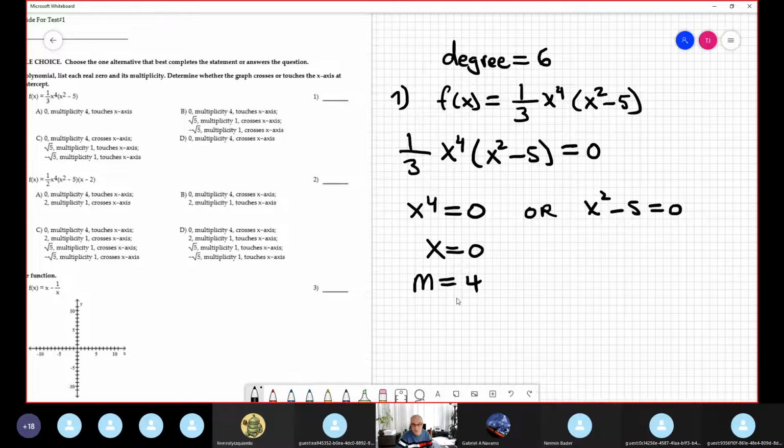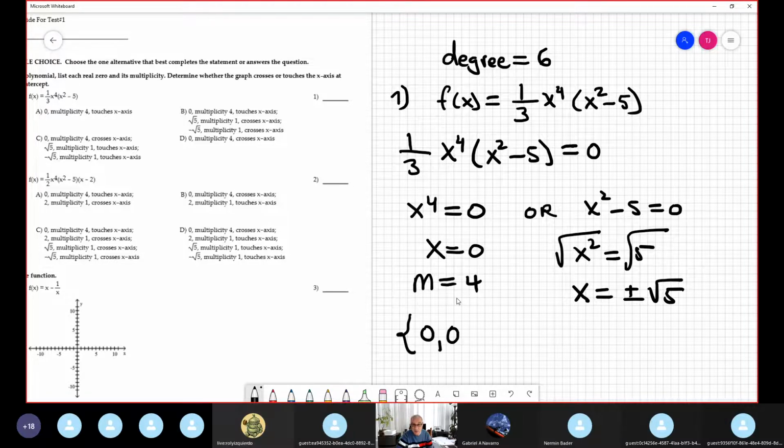In this case, 0 has multiplicity 4. And the second is a quadratic equation. I move 5 to the other side and apply the square root: plus or minus radical 5. In conclusion, we have 6 zeros. They are 0, 0, 0, 0, which is 0 with multiplicity 4, and the other 2 are radical 5 positive and radical 5 negative.